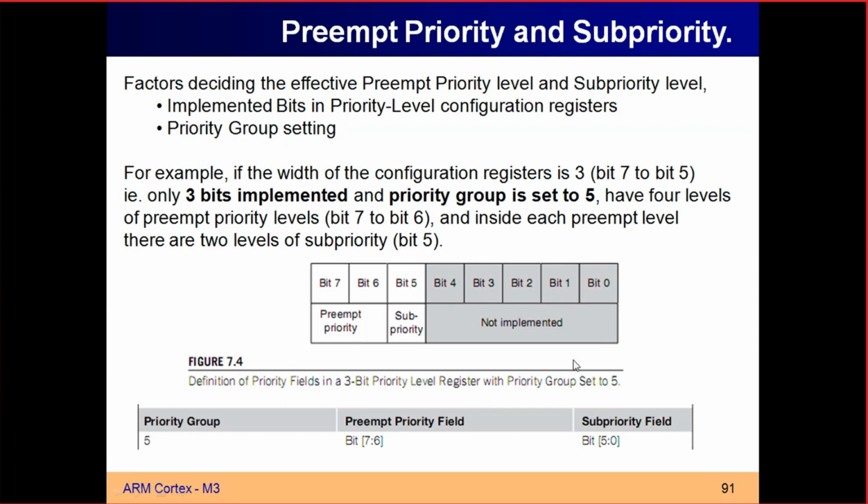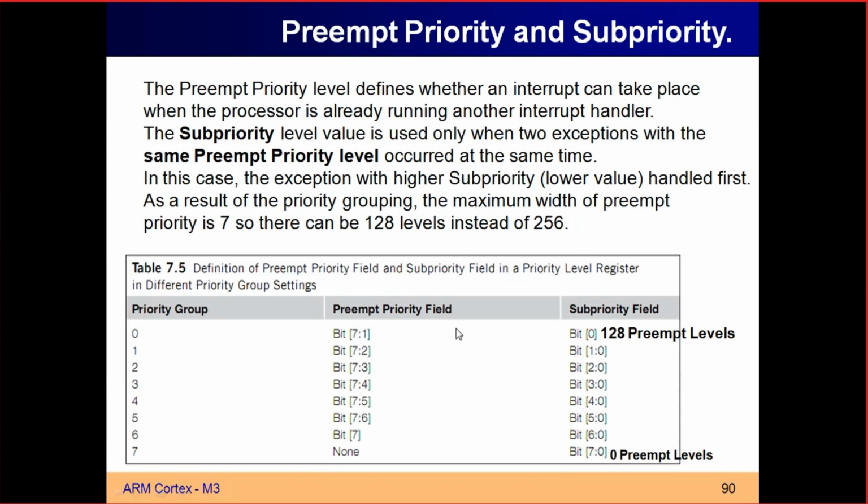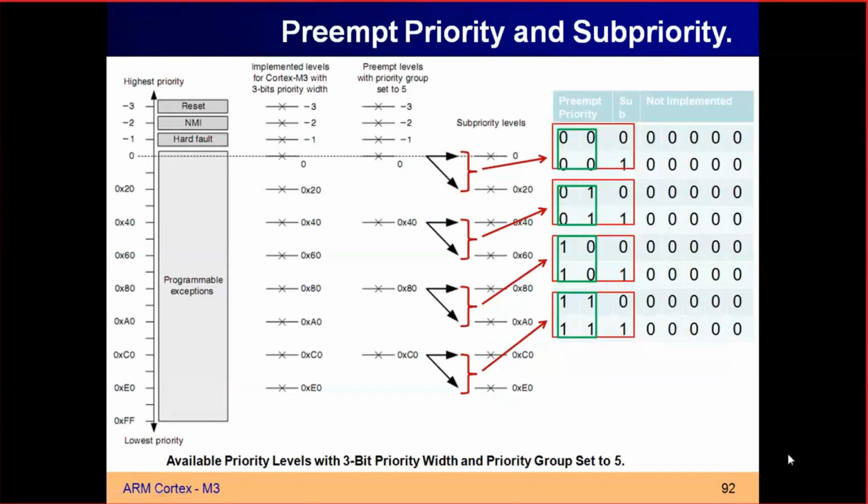Right. And what is the use of sub priority? Sometimes two interrupts with the same preempt priority come, right? Then the decision will be based on the sub priority. It is written here, right? So if two interrupts with the same preempt priority come, the decision will be based on the sub priority bit. So let us take this preempt priority and sub priority, and see how it is done.